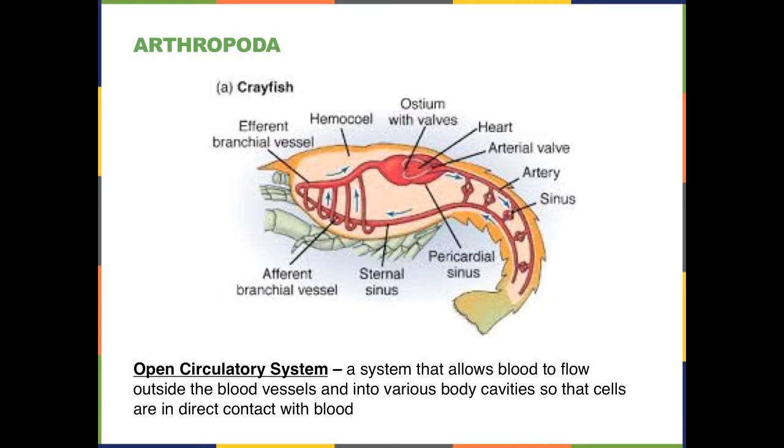And so in an open system, when the blood departs the blood vessels, it then mixes or comes in contact with cells in various parts of the body cavity and allows for a direct gas exchange with the blood. And then there's another area where the blood is collected and brought back into the circulatory system and then pumped throughout the body, and then it moves outside the circulatory system again.